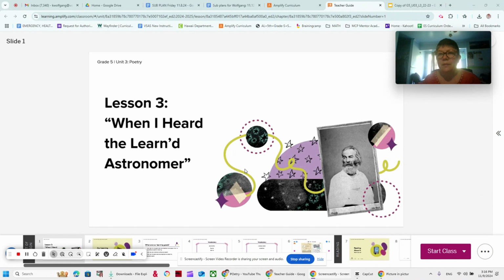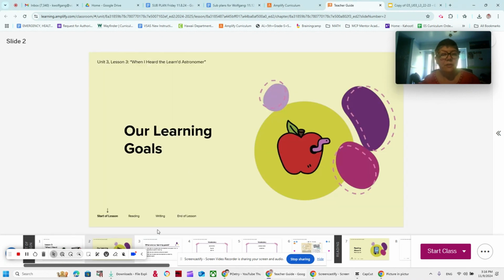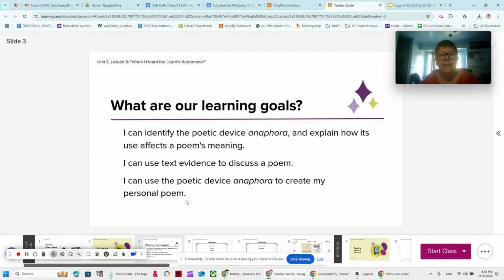So I'm just going to try using my slides this way because it seems to work better with my video. So here's our learning goals. I can identify the poetic device anaphora, say anaphora, and explain how its use affects a poem's meaning. I can use text evidence to discuss a poem. I can use the poetic device anaphora to create my own personal poem. So same pattern that we've been doing, reading a poem, learning about a poet, and writing a poem.